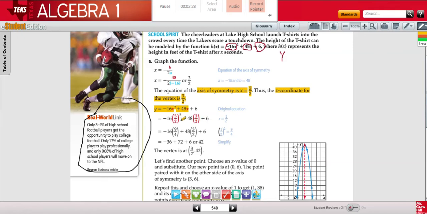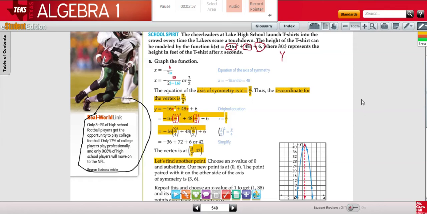Once you plug it back into your equation, remember, you can plug this into the calculator exactly how it looks, this entire thing. You can plug that exactly into your calculator, and you will get the answer 42. So our vertex is the point 3 over 2, comma 42. So that is our actual vertex.